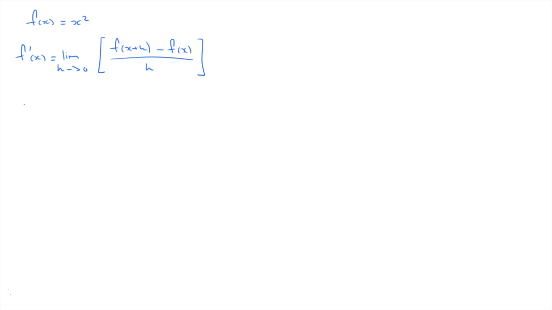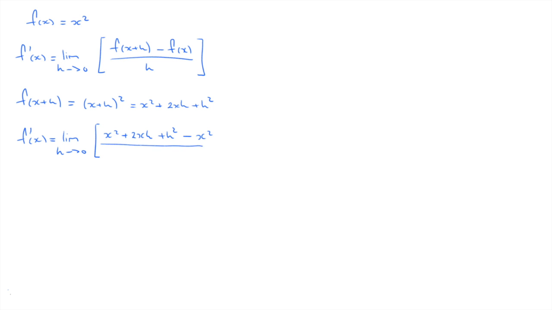Well, first of all, f(x + h) is equal to the following. We have f(x), which is x squared, so f(x + h) would be (x + h) squared. And that's equal to x squared plus 2xh plus h squared. So replacing this inside our formula, we have f'(x) equals the limit as h tends towards 0 of (x squared plus 2xh plus h squared minus f(x), which was x squared), all of which is over h.